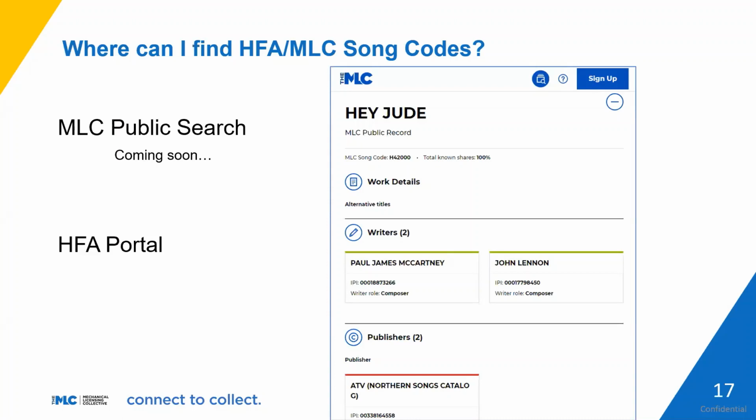So you can see an early screenshot over on the right-hand side of this, where I looked for Hey Jude by Lennon McCartney, and you can see there the MLC song code H42000. And if the ISWC had been known, we would also have displayed that as well. So that's one place that you can get MLC song codes. But equally, for people that have been working with HFA, it is, I believe, possible to look them up on the HFA portal as well.